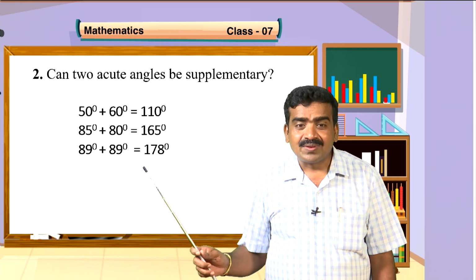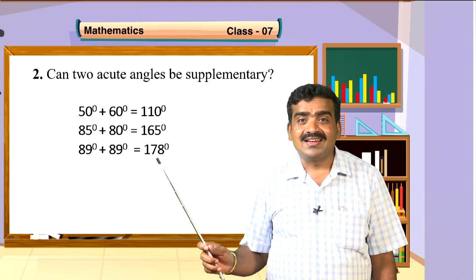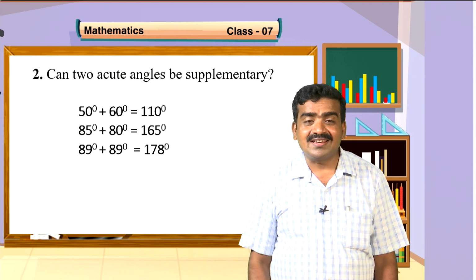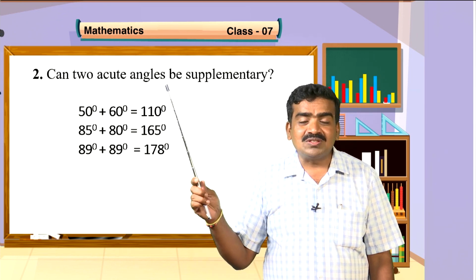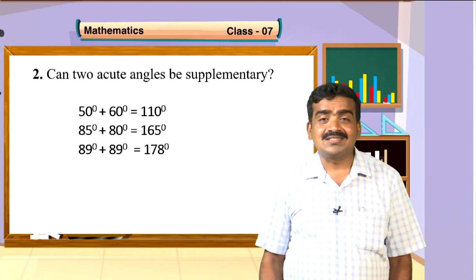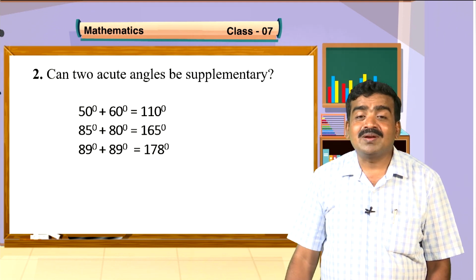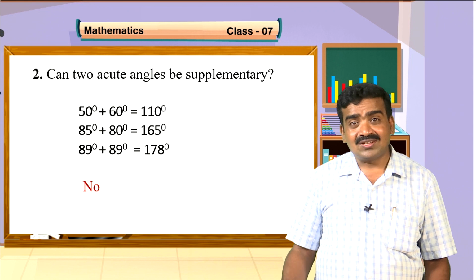What is their sum? It is 178 degrees. Again it is less than 180 degrees. Therefore, the sum of two acute angles will not give us supplementary angles. Again our answer is no.